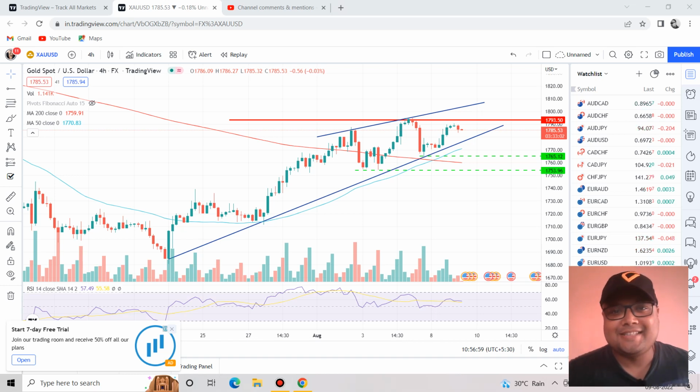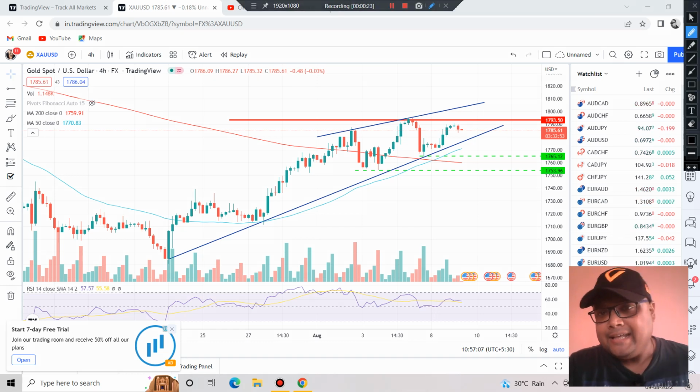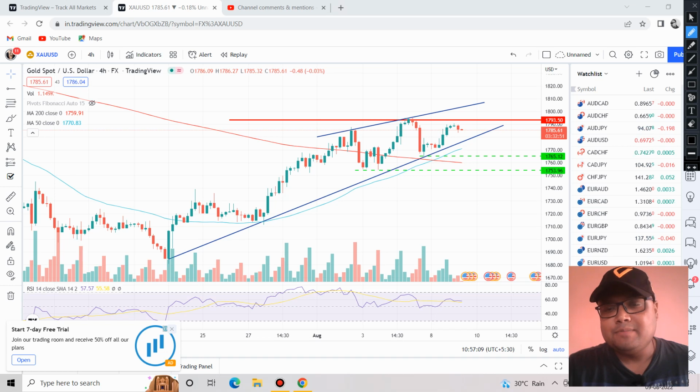So let's get started. This is a 4-hour chart of gold USD in front of us, and as per our expectation, the resistance of 1790 was valid and we saw some selling or profit booking around the level, and we got a good trading opportunity. Right now market is standing at 1785 level.